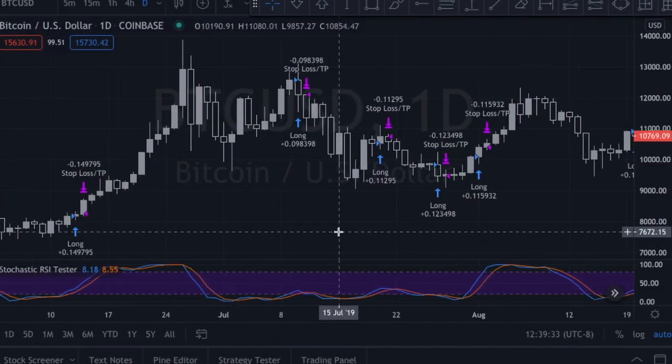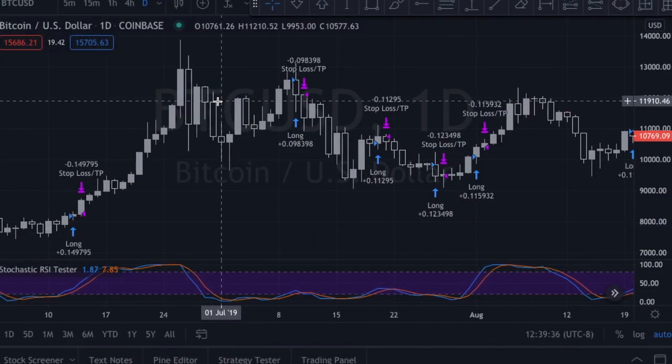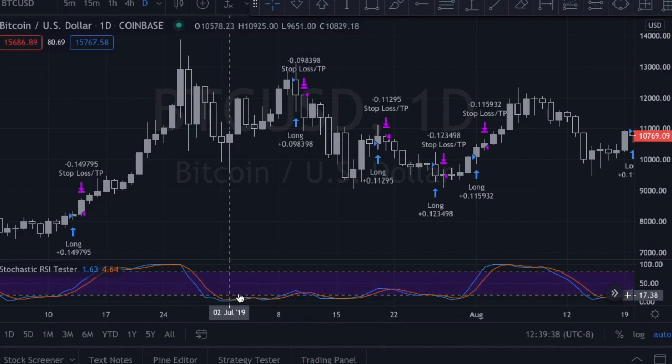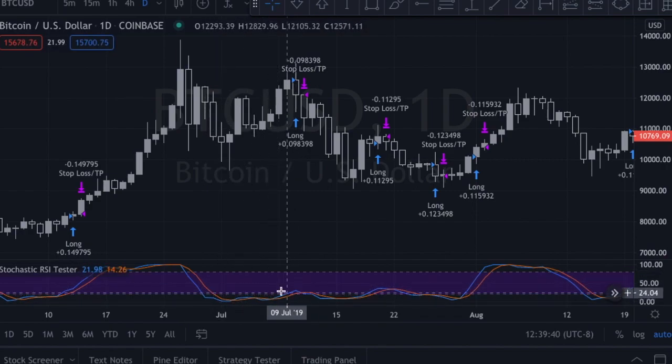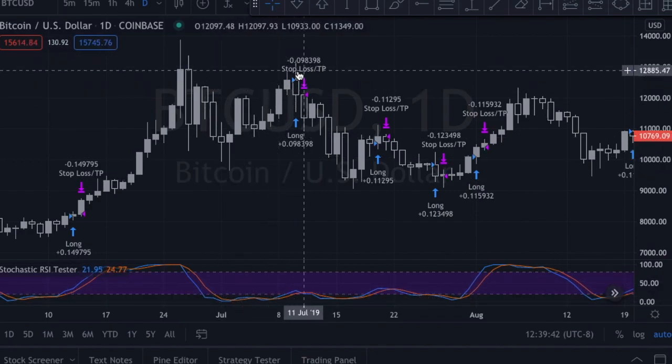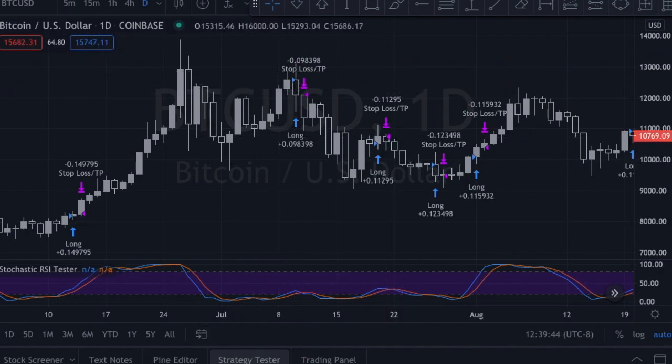Okay, here we are now. So again, the blue line came down and you see we didn't enter a trade. And then we waited until the blue line came back up above the 20 line down here. And that's when we get into a trade. So let's see how that results.